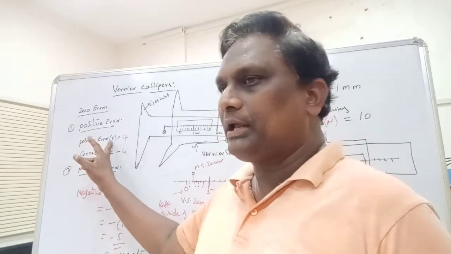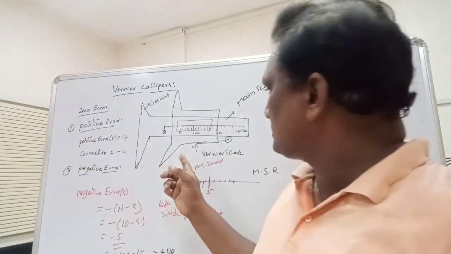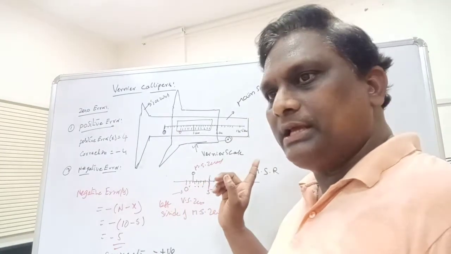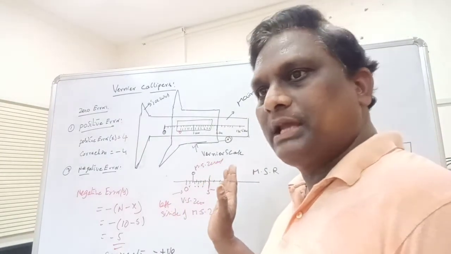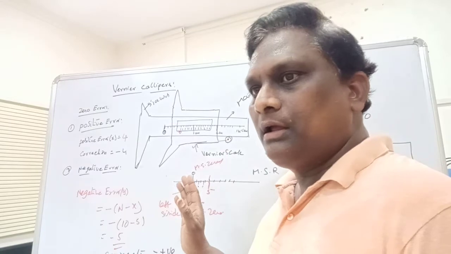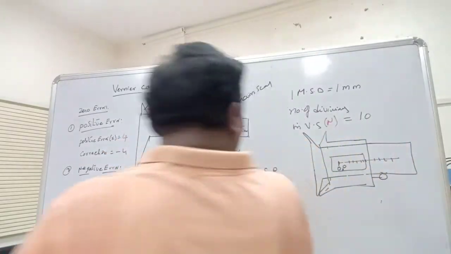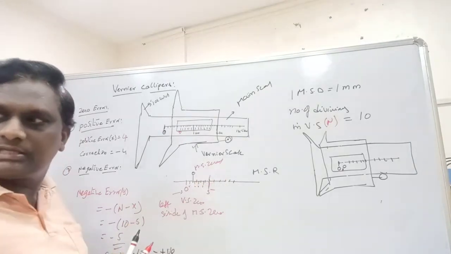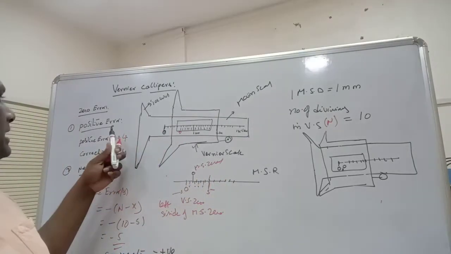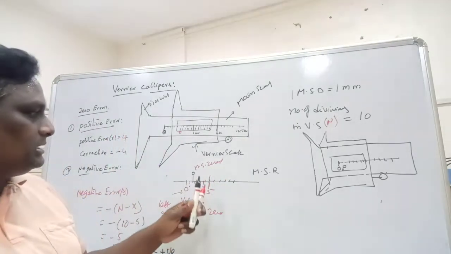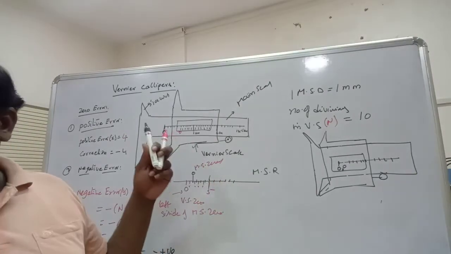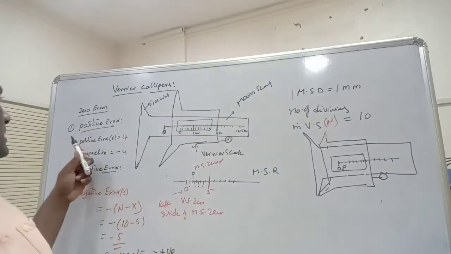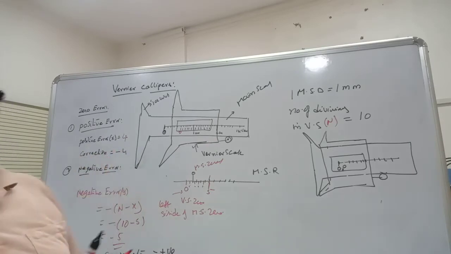How will you take positive error? See, if the Vernier scale 0 is on the right side of the main scale 0, then it is a positive error. So how do you take this value? Wherever that Vernier division coincides with the main scale division, that division value you can take. That is the positive error. Suppose in the previous case I had drawn the 4th division coinciding. So that error is positive, correction is negative.